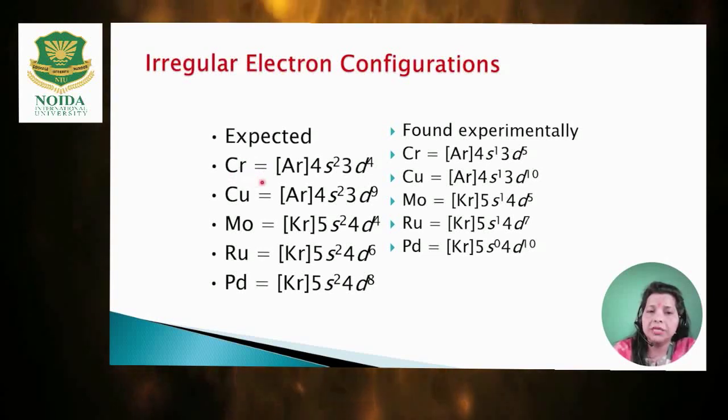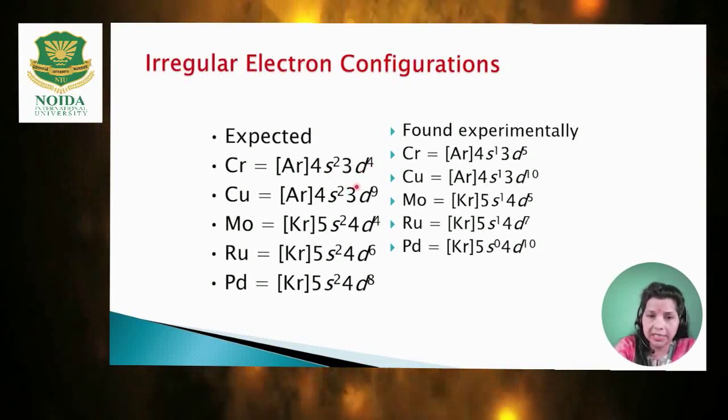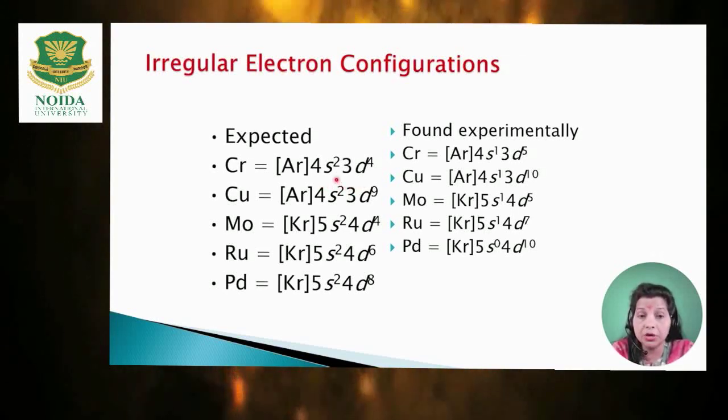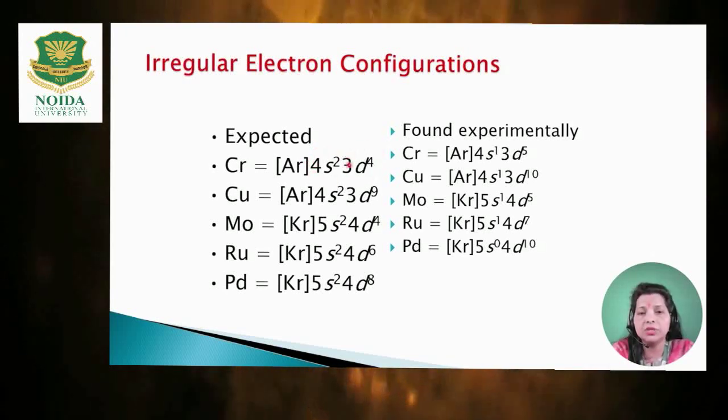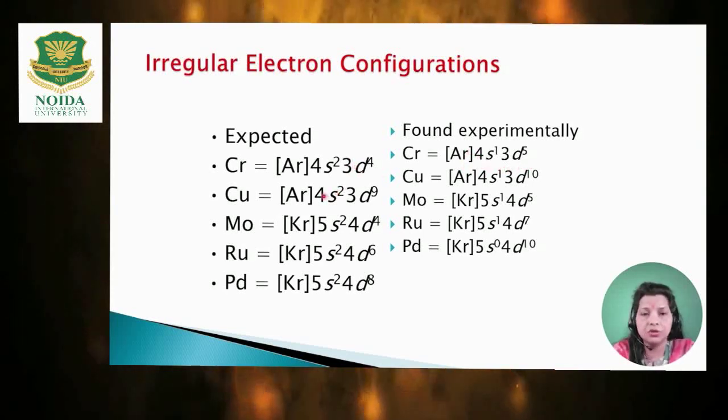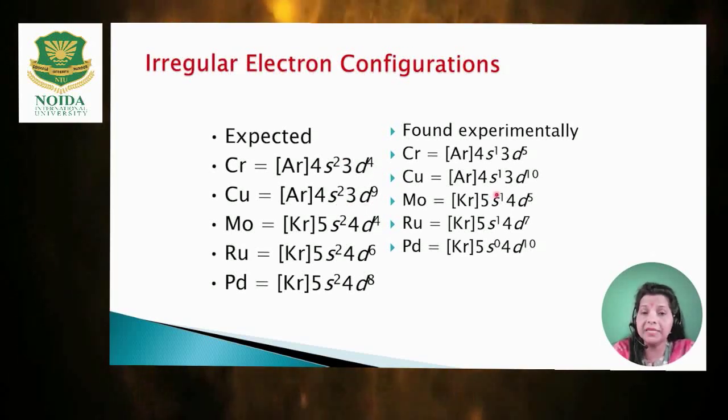Now for chromium, it is argon, the noble gas, right? It should be 4s2. After argon, 6 electrons remain, right? So it should be 4s2 3d4, because first the electron will go into 4s2, after that into 3d4. But experimentally what are we finding? We are finding 4s1 3d5, right? For copper, ideally it should be 4s2 3d9, but experimentally we are finding 4s1 3d10, right?